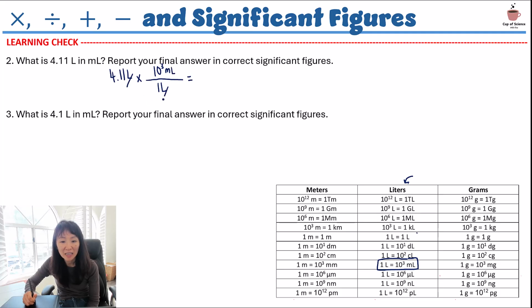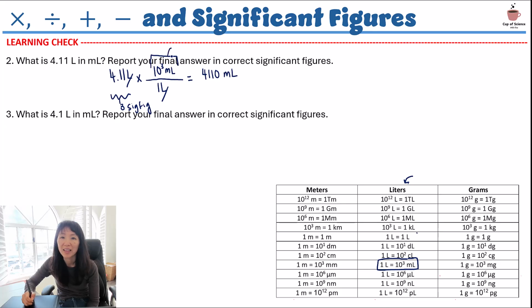The liters cancel out based on what we have learned in the previous videos. Now we are going to multiply by 4.11 times 10 to the third. Your calculator will spit out 4,110 milliliters. Now, is this the correct sig figs? Well, you might think that you'll know that this is 3 sig figs. How many sig figs here?